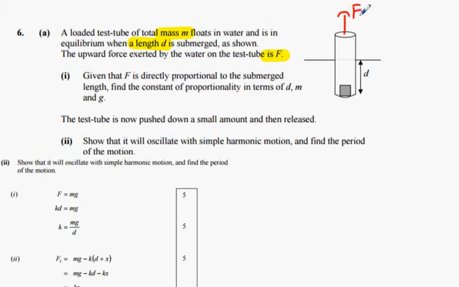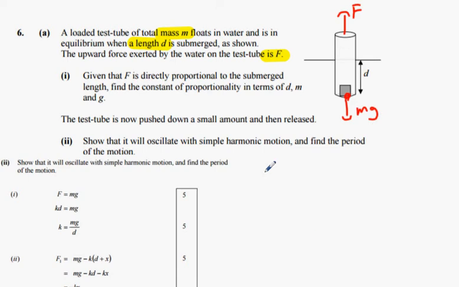Given that F is directly proportional to the submerged length, find the constant of proportionality in terms of d, m, and g. So what goes up equals what goes down. The force up is the buoyancy force. The weight going down has got to be mg.